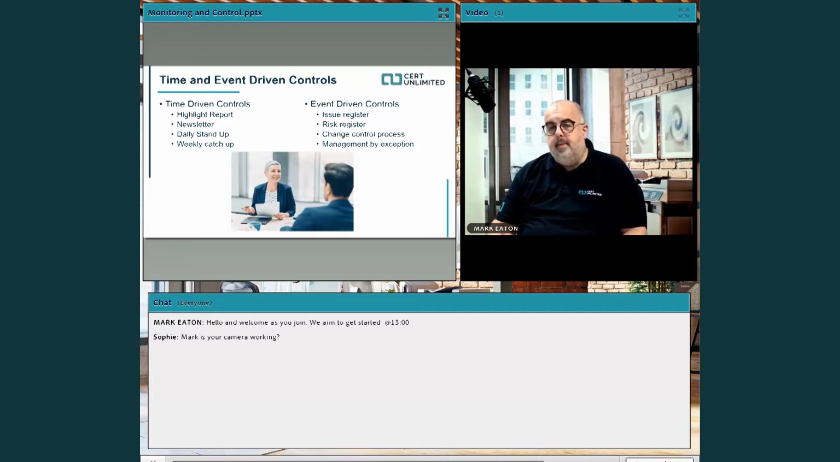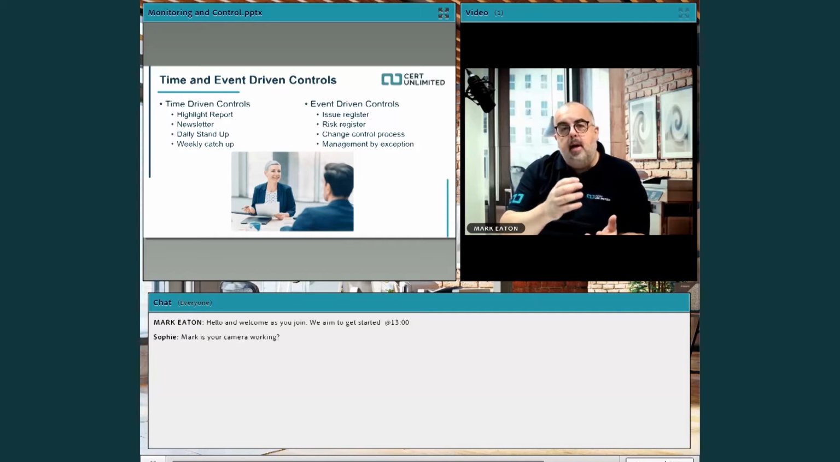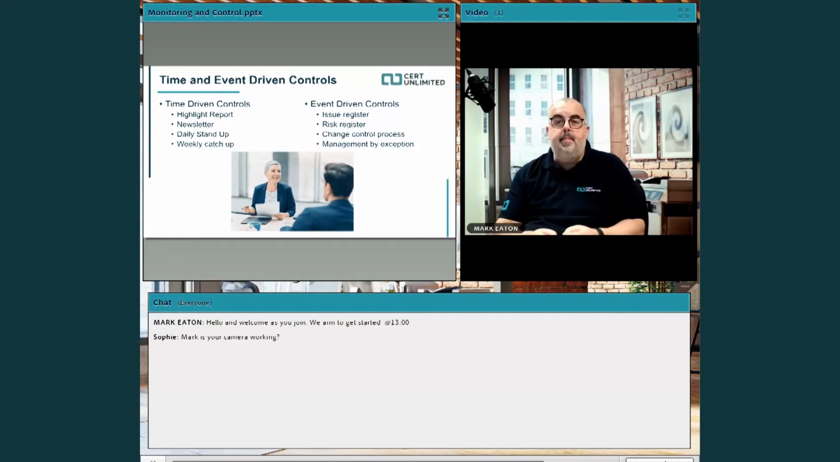And these come under a variety of different names. Highlight report, newsletter, daily stand-up, daily scrum, weekly catch-up meeting. And you'll notice that these tend to have some sort of regularity to them. And the time-driven control is a reporting tool. And it's used to ensure that your stakeholders are aware of the context of the project right now.